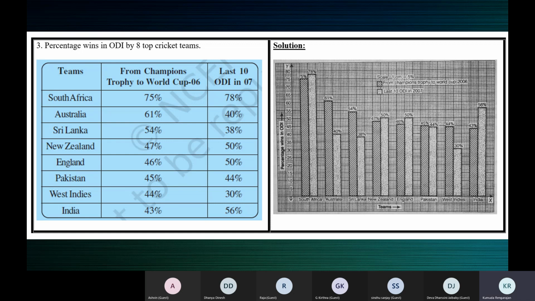Then you have all kinds of numbers, 75, 61, 54, 47. So you can use a scale of 10. You can mark off 10, 20, 30, 40, 50, 60, 70, 80. That's fine. You can skip count in tens along the vertical line. You can say 0, 10, 20, 30, 40, 50, 60, 70, 80, 90. 80 is sufficient.